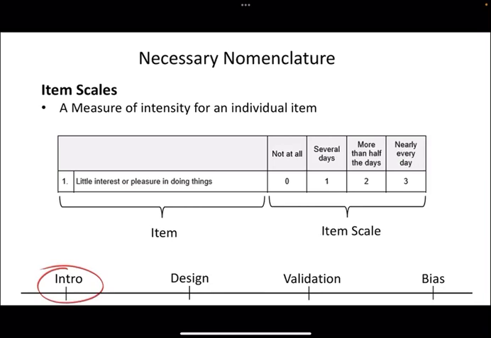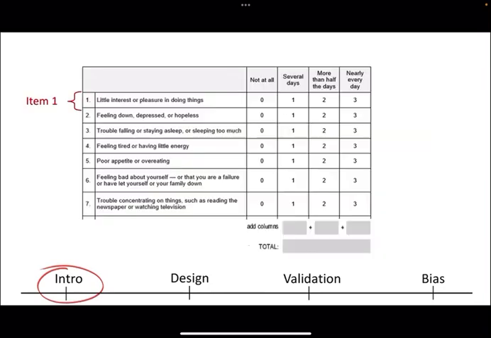So an example is item 1 for this depression scale: little interest or pleasure in doing things. And the scale for that item goes from not at all, 0, to nearly every day, 3. The nomenclature gets a little fuzzy here because items have scales, but they're also part of a scale, which is weird, but that'll make sense in a second.